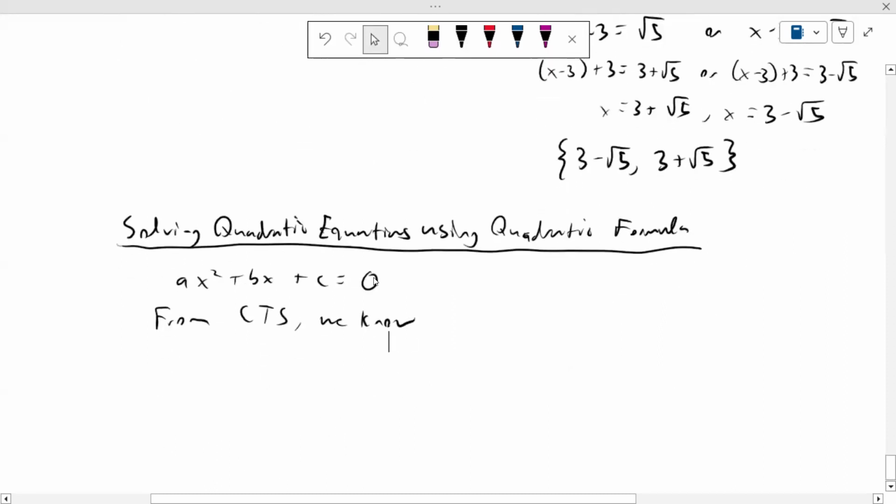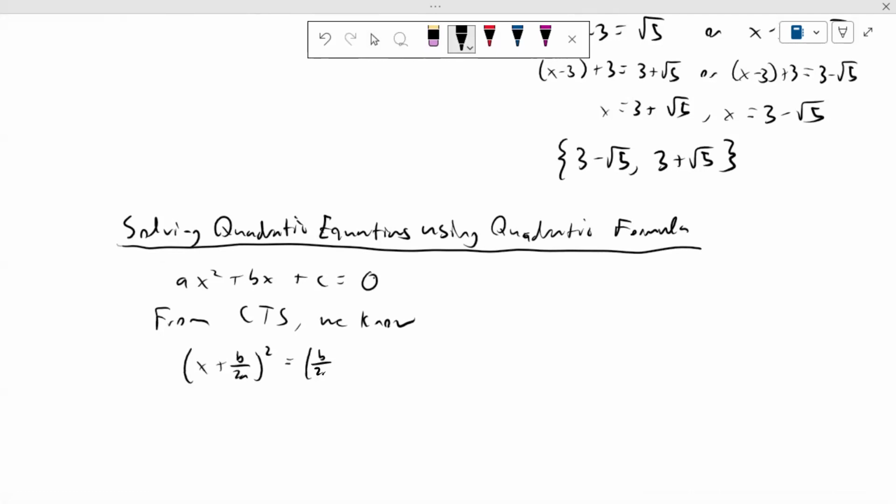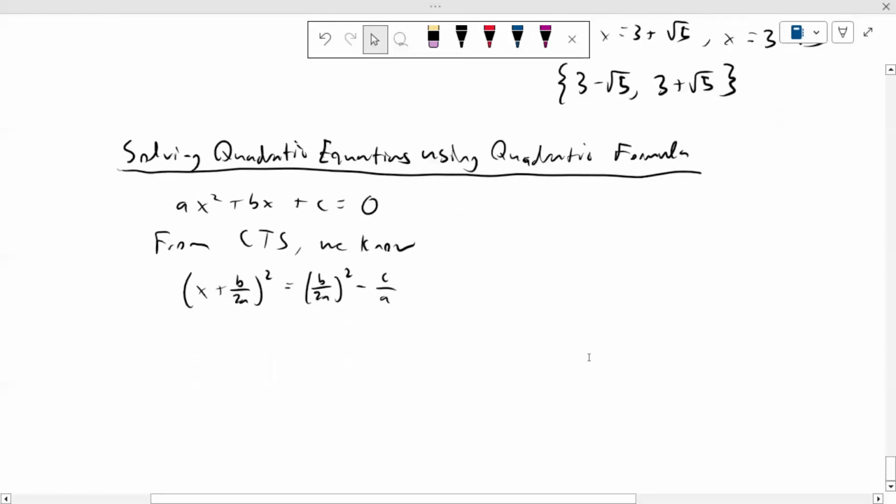Right, ax squared plus bx plus c equals 0 comes out to be x plus b over 2a, quantity squared, equals b over 2a, quantity squared, minus c divided by a. So that all comes from just completing the square. It's all the same steps we did before. And now I'm going to clean up the right-hand side just a little bit.